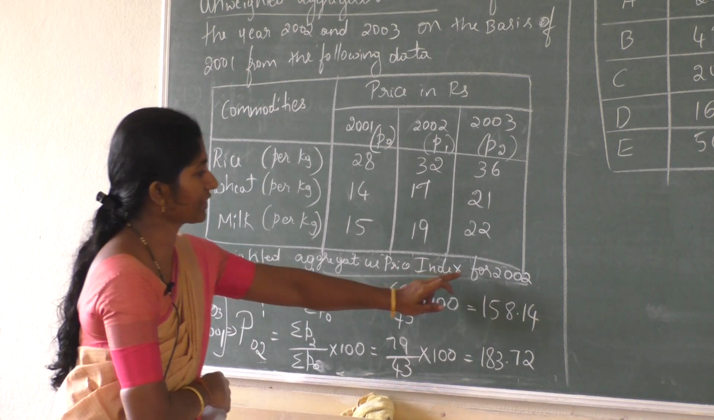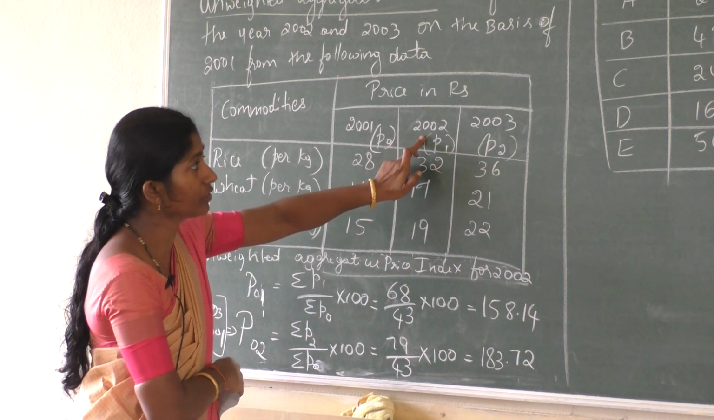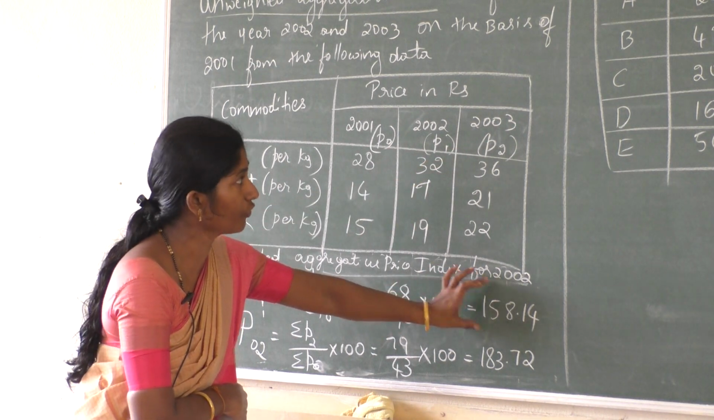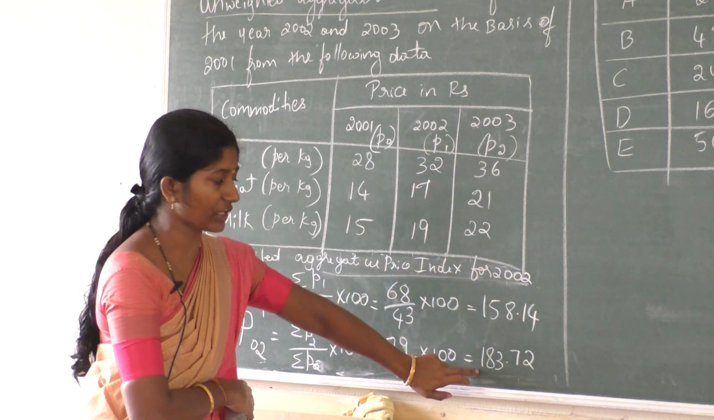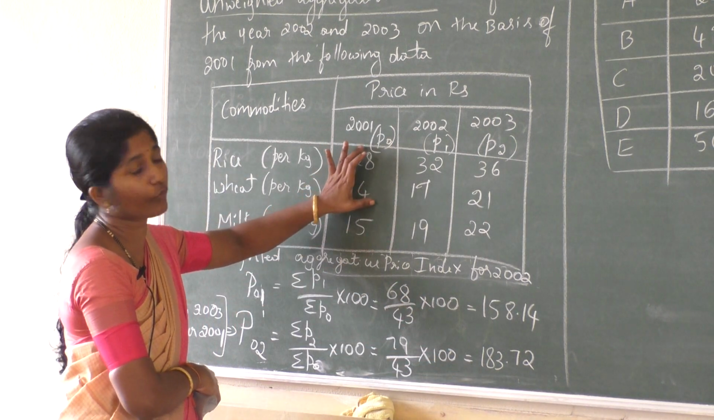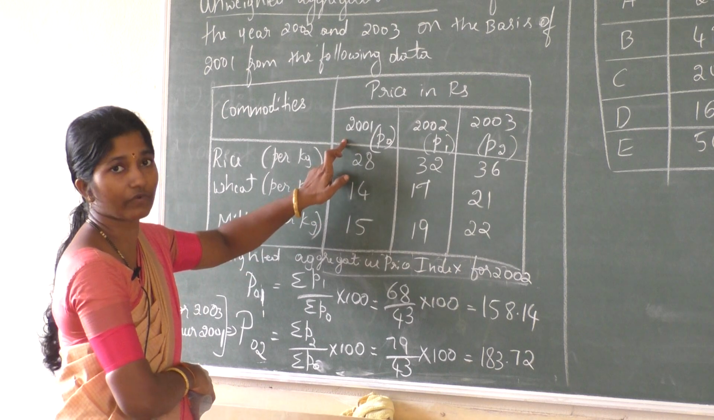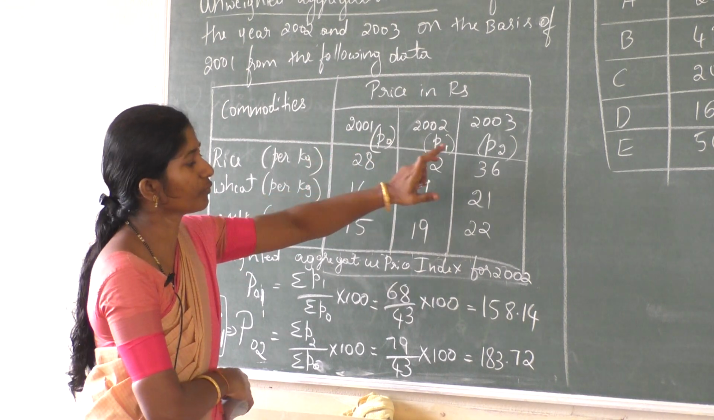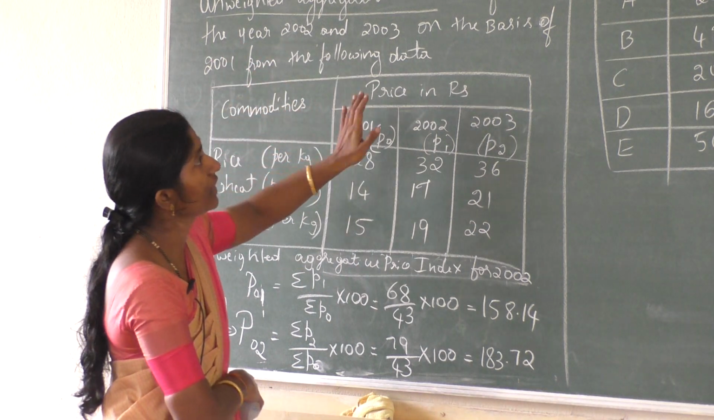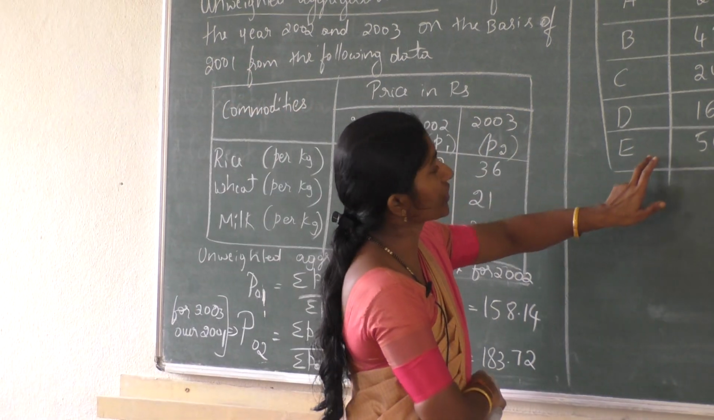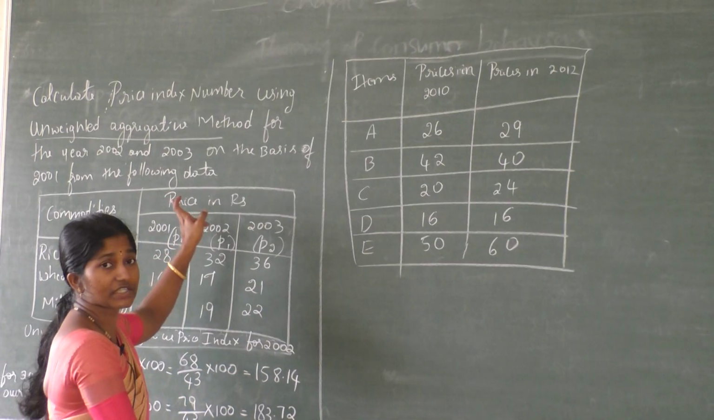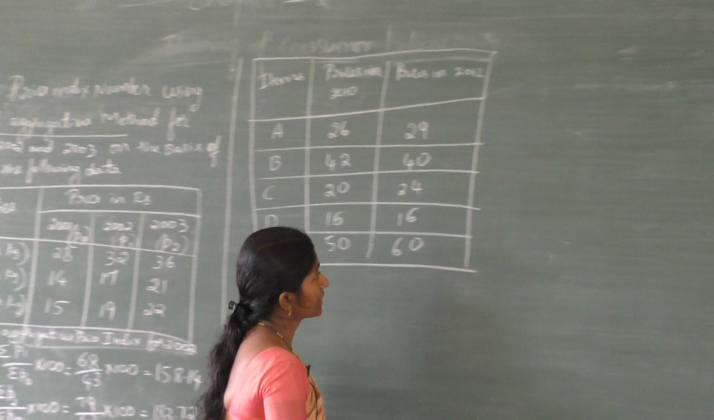Here we have taken 2 year values, 2002 and 2003. 2002 is 158.14 and 2003 is 183.72. The base is the same for both years: 2001 is the base for both years. Now we have completed the unweighted aggregative method. Next, I have written another problem. Here we saw the simple aggregative methods.